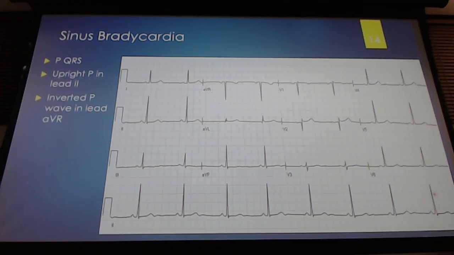If they normally have a heart rate in the 70s and 80s when you're doing a chart review, and now they're consistently in the 40s, we've got to figure out why. There's something they're doing that maybe they're not telling you about that's causing this decrease in the heart rate.